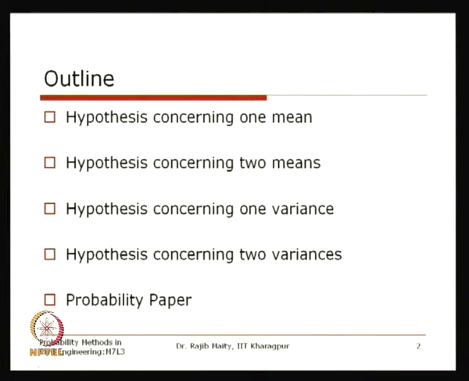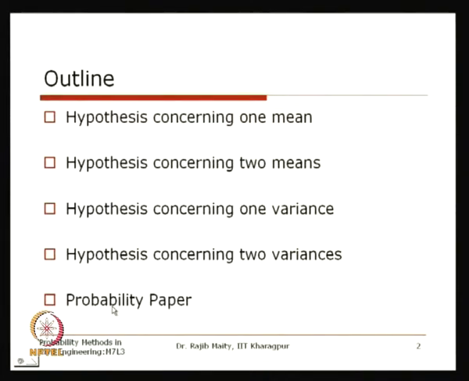Basically, hypothesis testing is drawing some inference probabilistically from the sample mean with respect to the population mean, which we discussed in the last lecture. So, our outline for today's lecture is hypothesis concerning one mean, hypothesis concerning two means, hypothesis concerning one variance, and hypothesis concerning two variances. And if time permits, we will also see the probability paper, once the data is available.